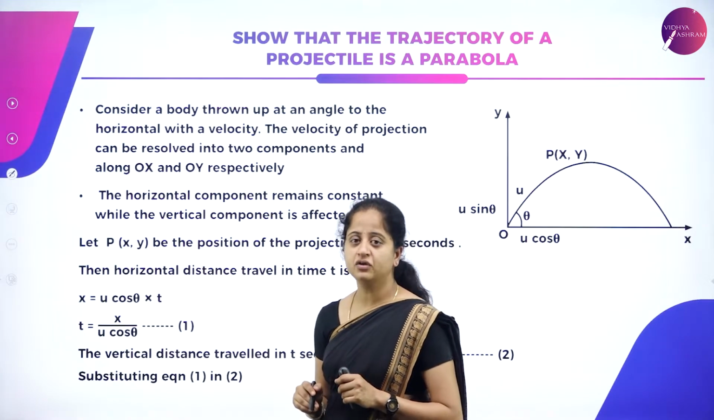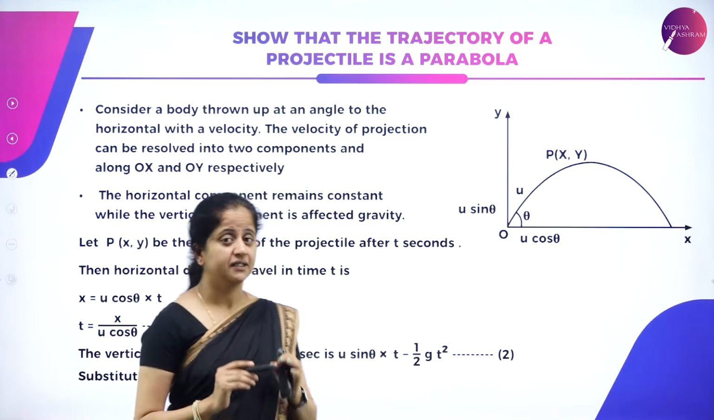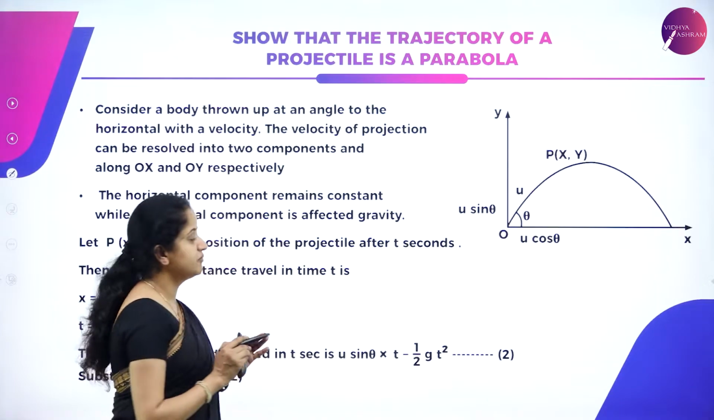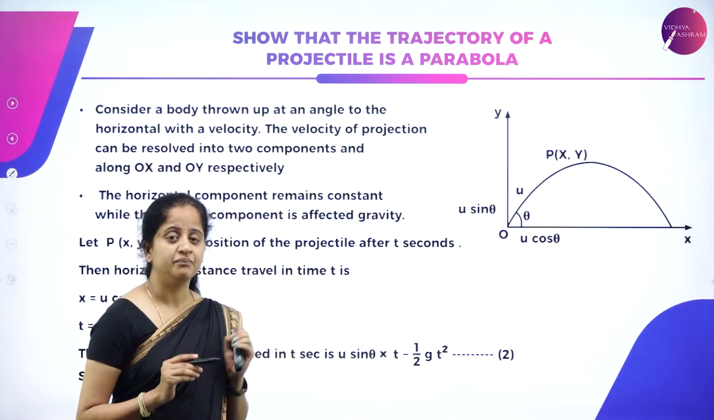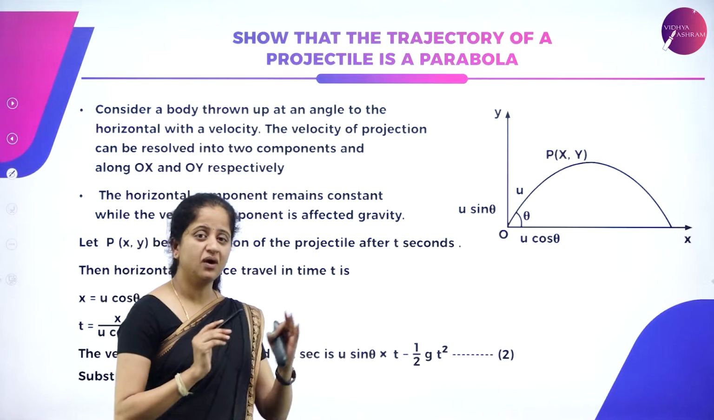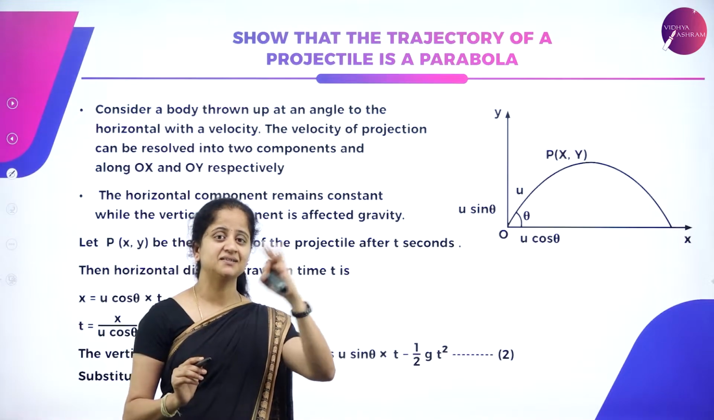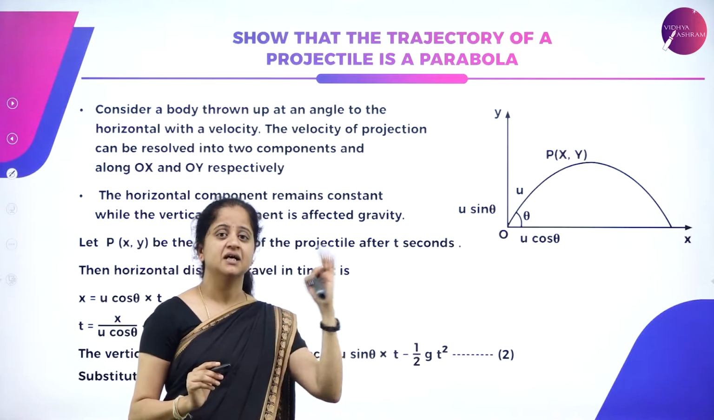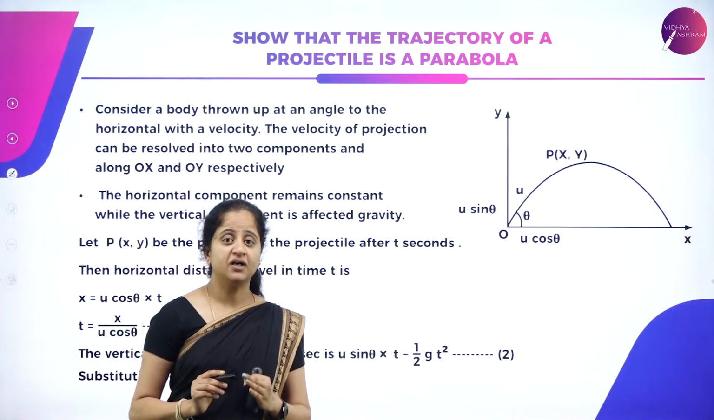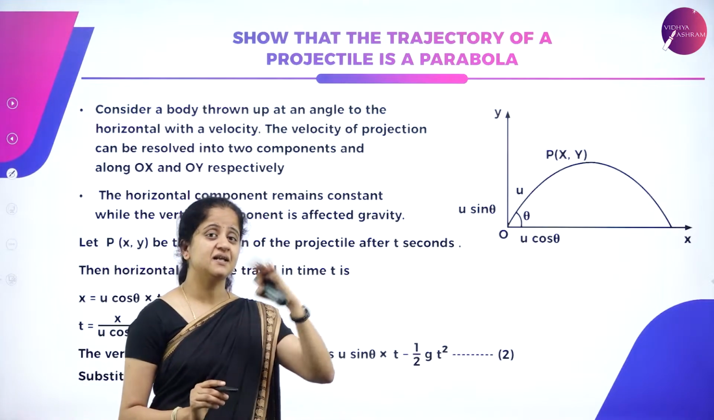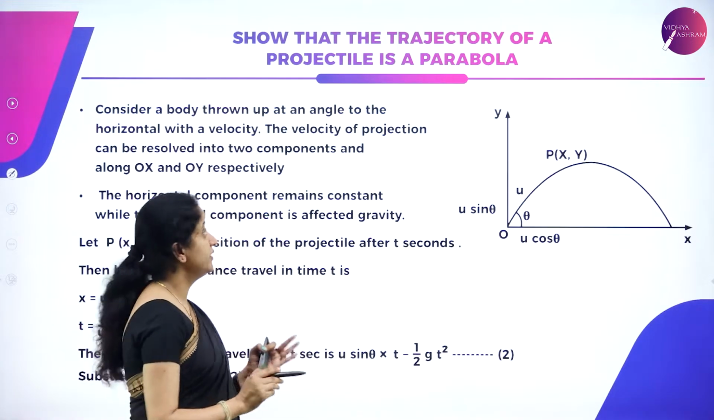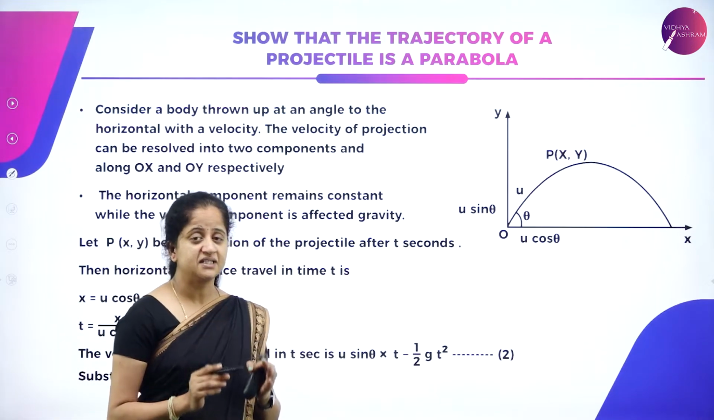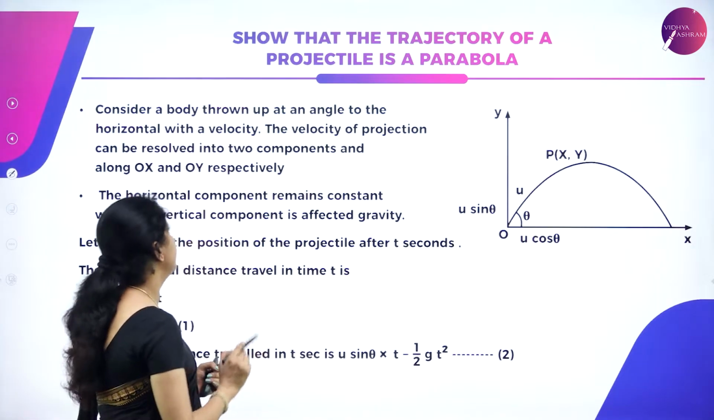Next we are moving to an important derivation, that is, the trajectory of a projectile is a parabola. We have already discussed what a trajectory is. It is the path taken by an object when it is in projectile motion, so we call it the trajectory. Why does it take a parabolic path? So we are now deriving that the trajectory of a projectile is a parabola.